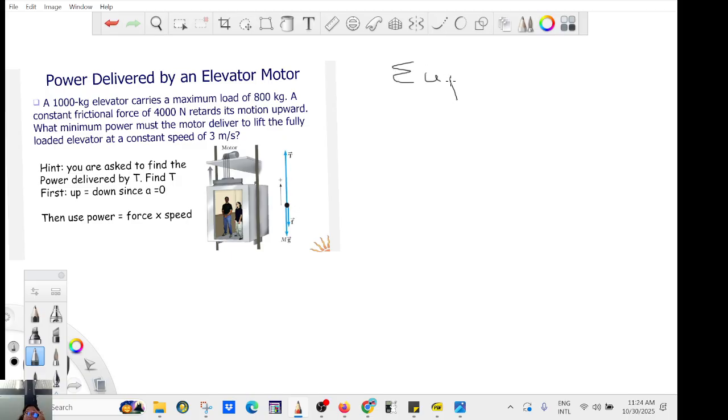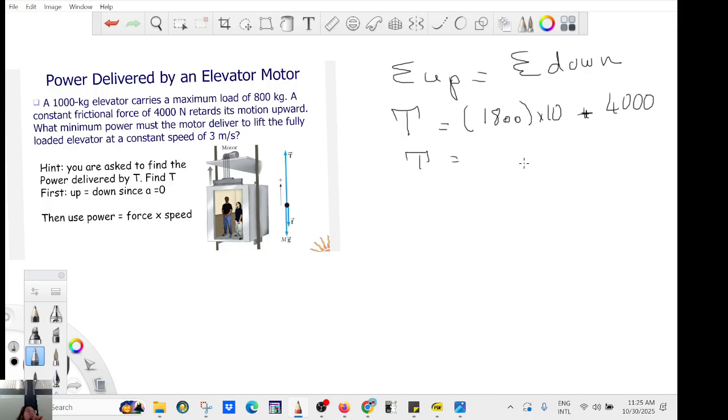Okay, so everything up equals everything down in magnitude. If you do it this way, there is no negative sign. So up, you have the tension. Down, you have the weight, which is, okay, you have to add them, times 10, 800 plus 1000, and you have some friction. So that will be the tension. Do you all agree?